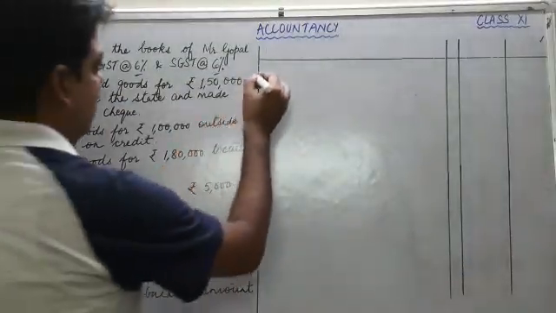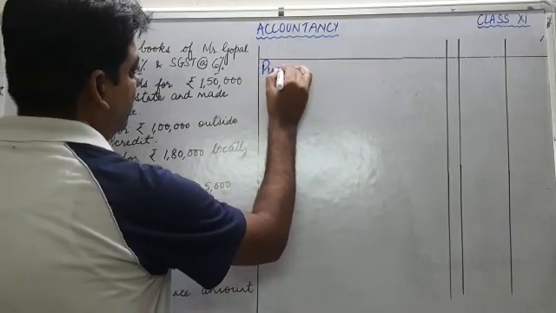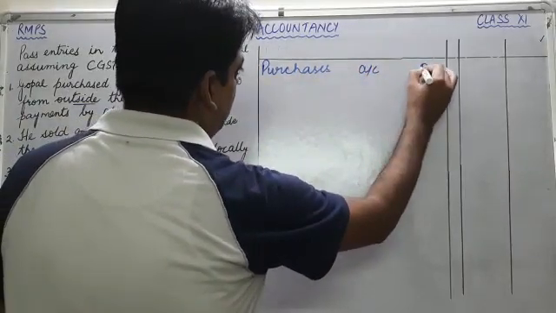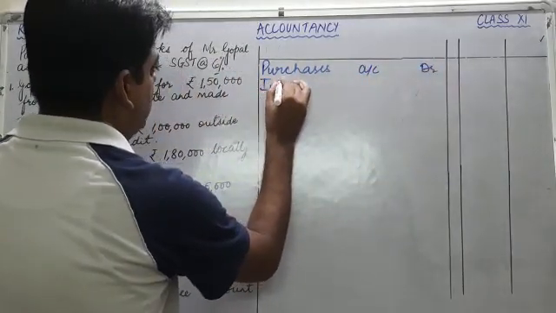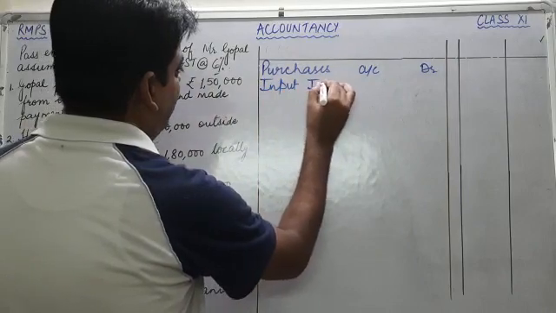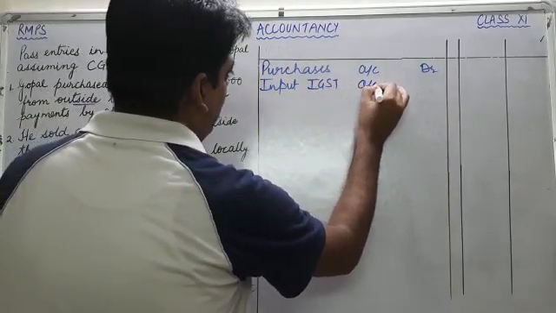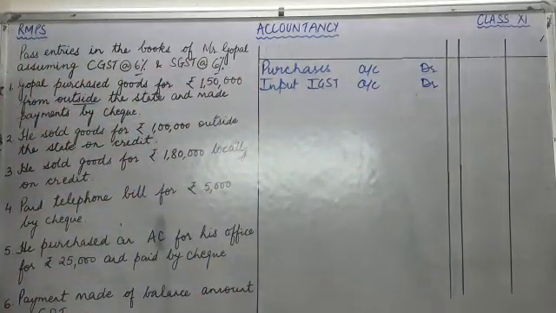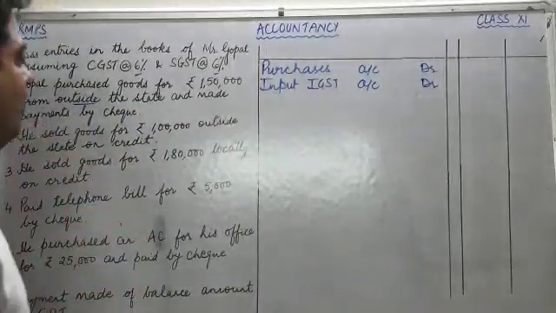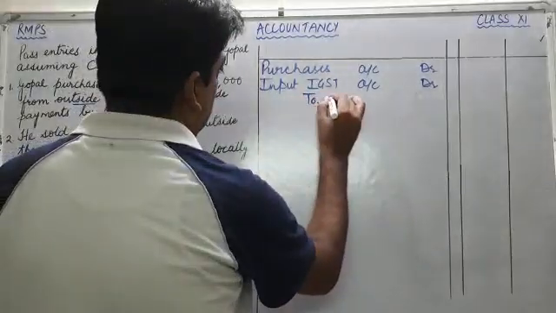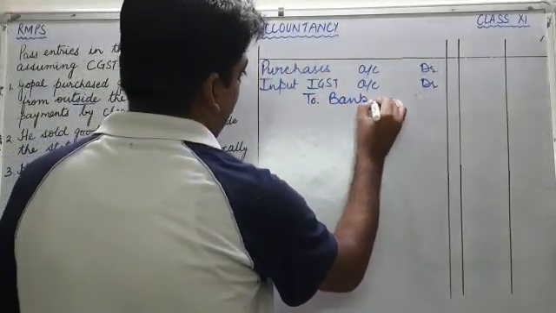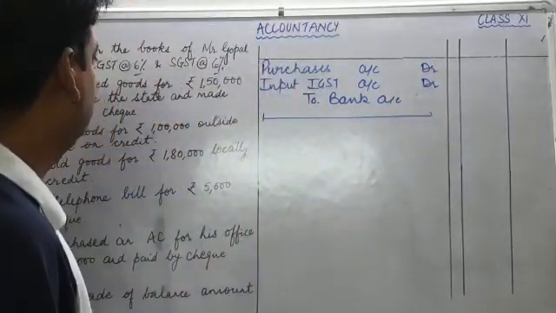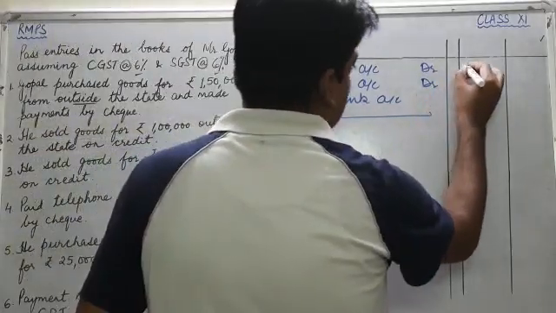So a very simple journal entry will come: purchases account debit, input IGST account will be debited. This is cash purchase of goods, and we are paying the amount by check. So to bank account, goods purchased and amount paid by check. Purchase price is 1,50,000.